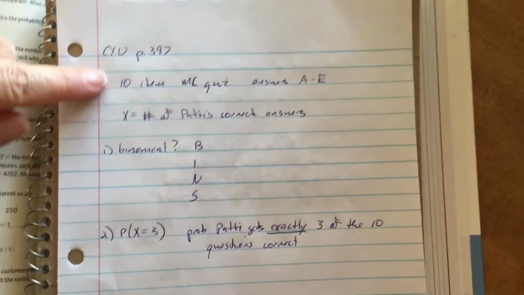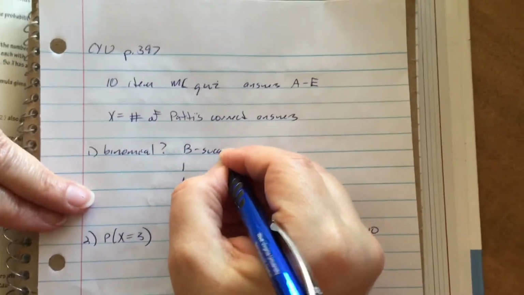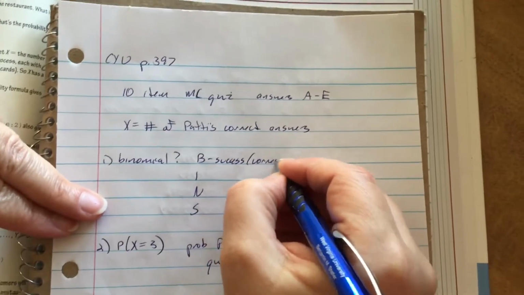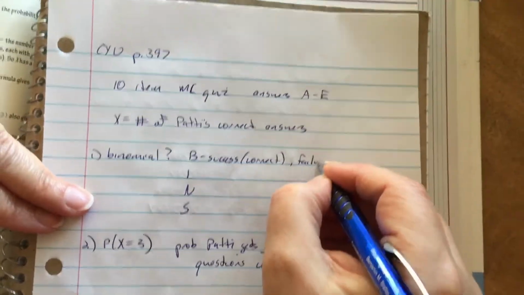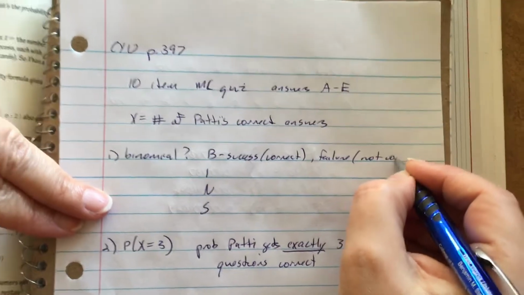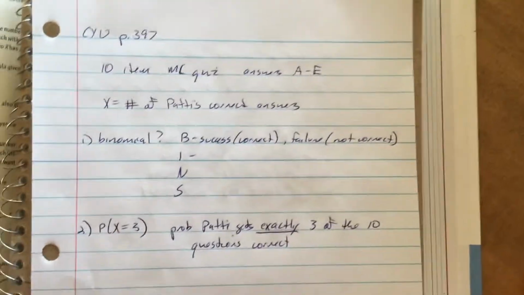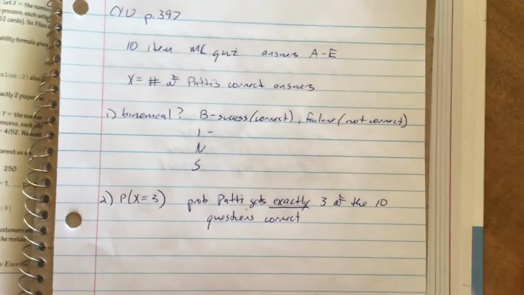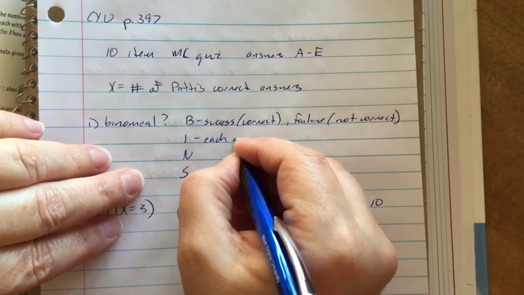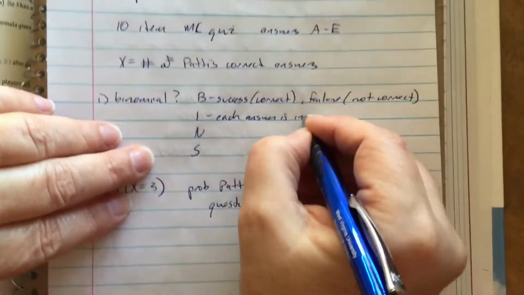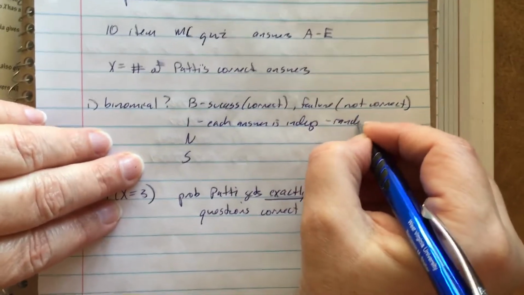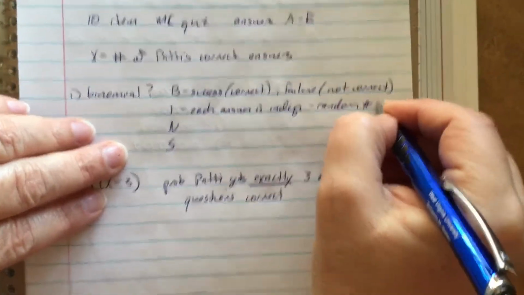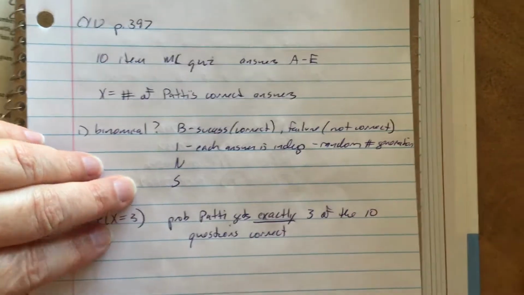Okay, first we're going to show that X is a binomial random variable. I just jotted down a few pieces of our information. So, binary: is there a success and a failure? Yes, the success is that the answer is correct, and the failure is the answer is not correct. Is each answer independent of the other? Yes. Each answer is independent because she used a random number generator to figure out the answers.